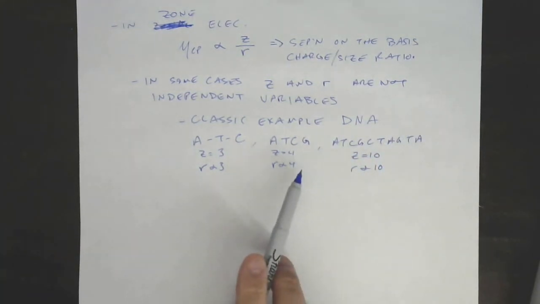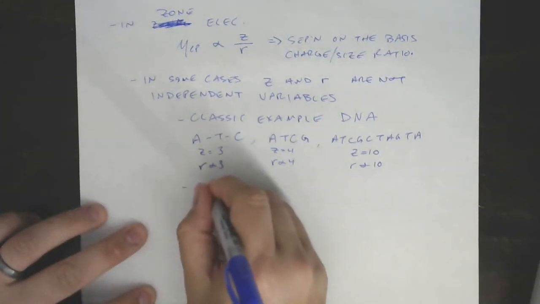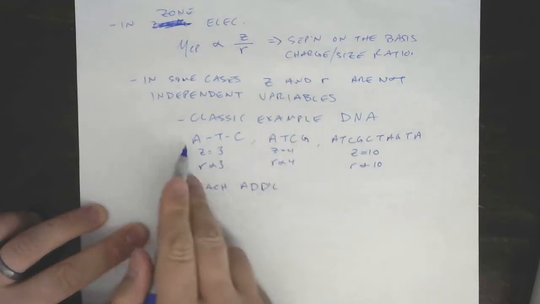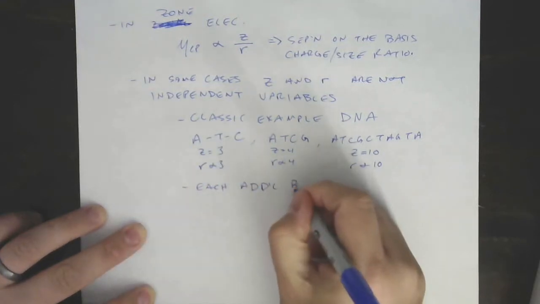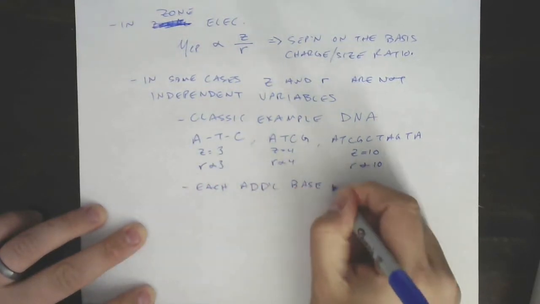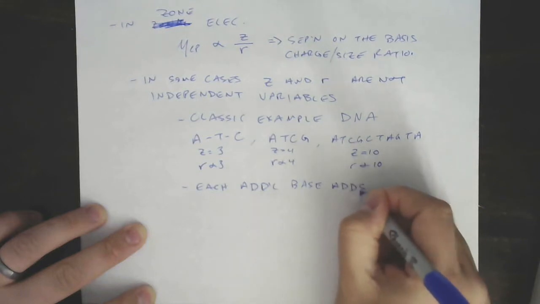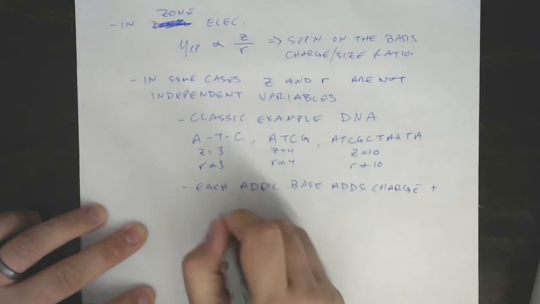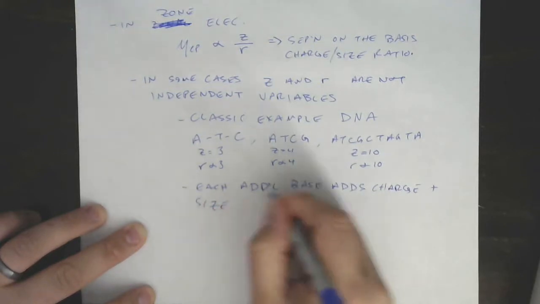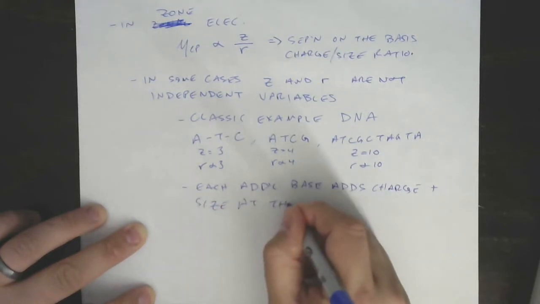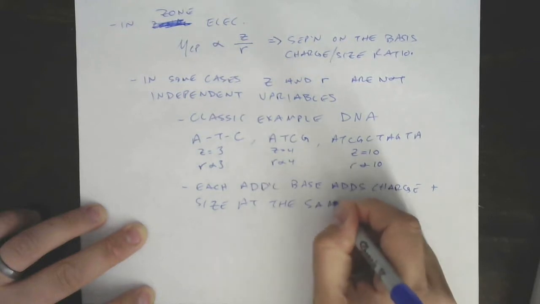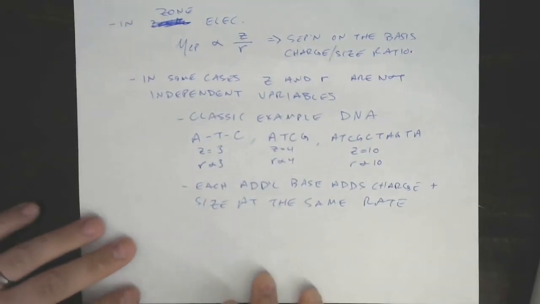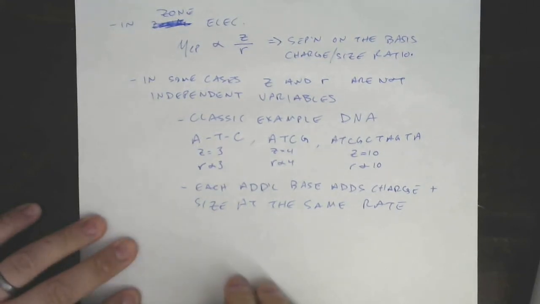The point is that each additional base, nucleobase, that's these things, each additional base adds charge and size at the same rate, right? It gets bigger and it gets more charged at exactly the same rate.